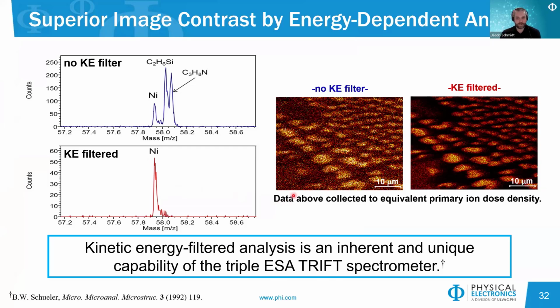So with no kinetic energy filter, we'll have that noise from the organic ions here. But with that filter in place, we can remove that noise and increase the contrast of those nickel ions in the image. This kinetic energy filtering is an inherent and unique capability of PHI's TRIFT spectrometer.